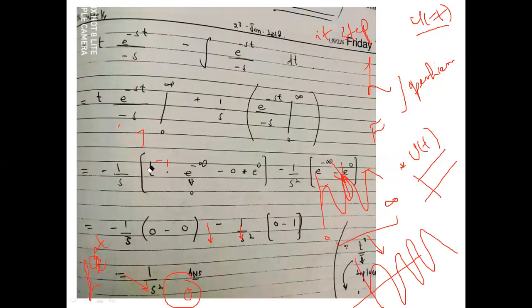After integration by parts, putting the limits 0 to infinity, we will get 1 over s square. So the Laplace of t is 1 over s square.